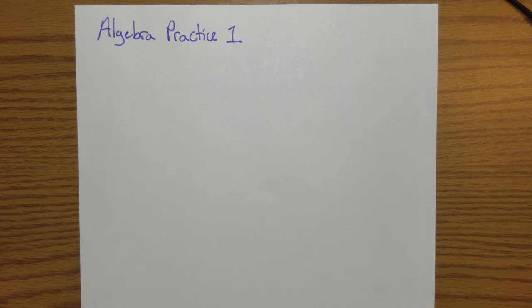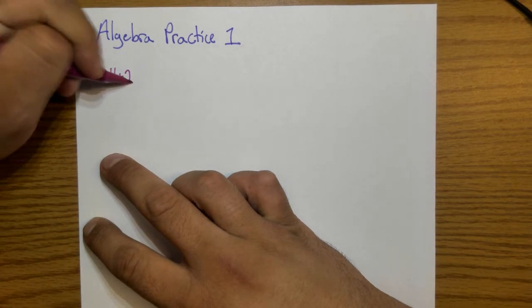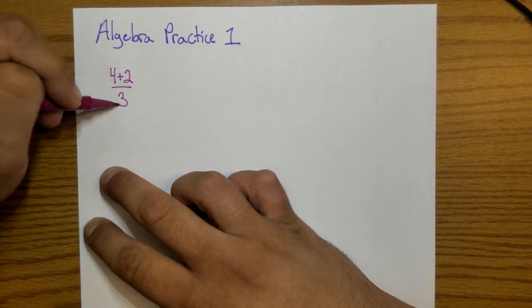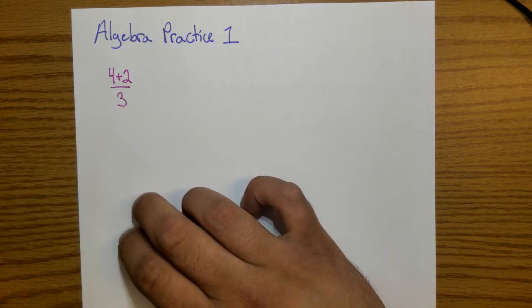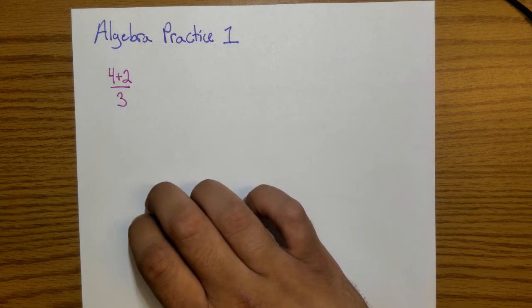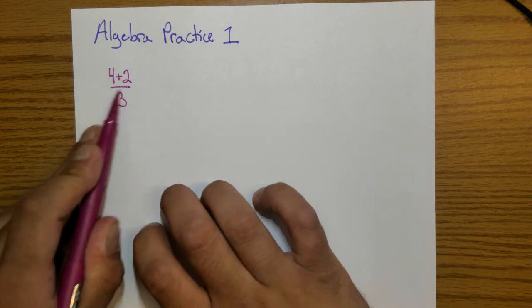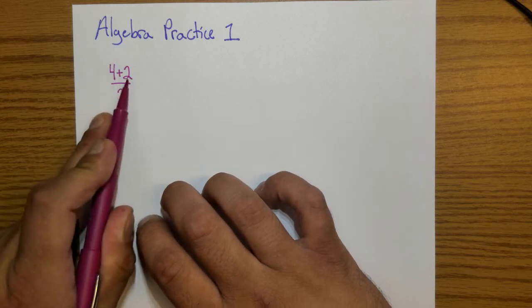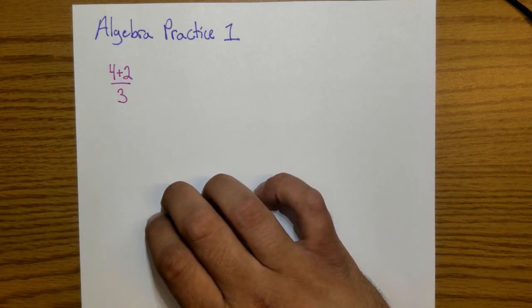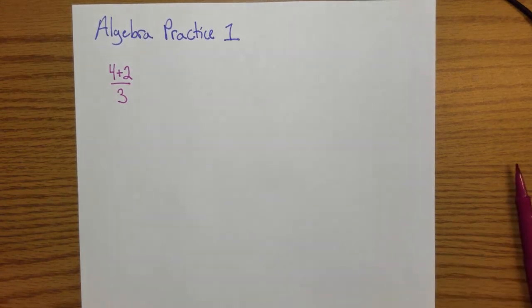So let's say that I have a fraction that looks kind of like this. We have 4 plus 2 divided by 3. And I want to simplify this fraction and make it look as nice as possible. Well, here's what we want to do. It's actually easier than it looks. Remember, all we want to do is just simplify the top, simplify the bottom, and then divide if we can. So let's write that off as steps off to the side.